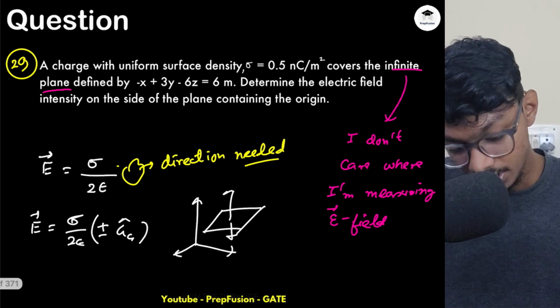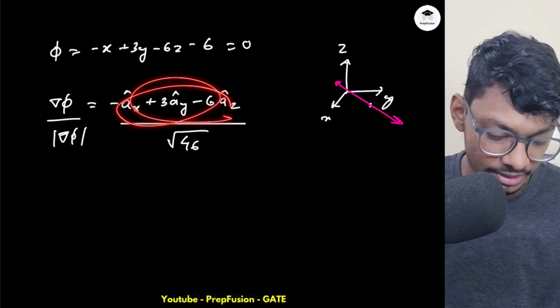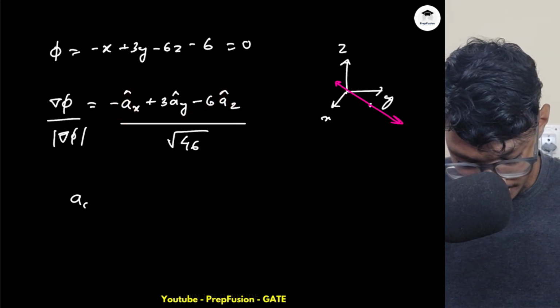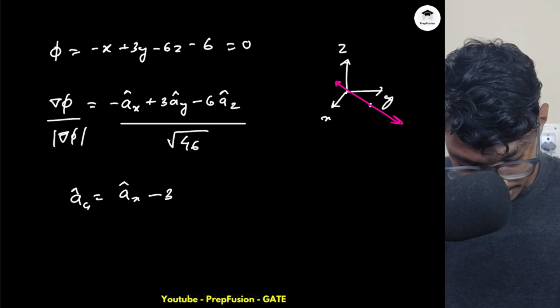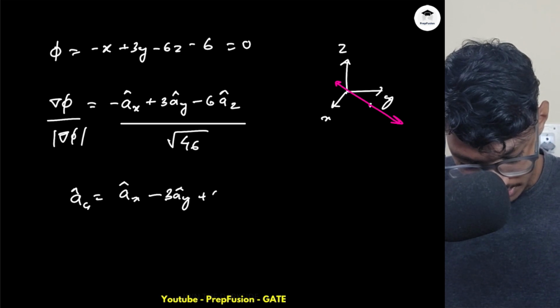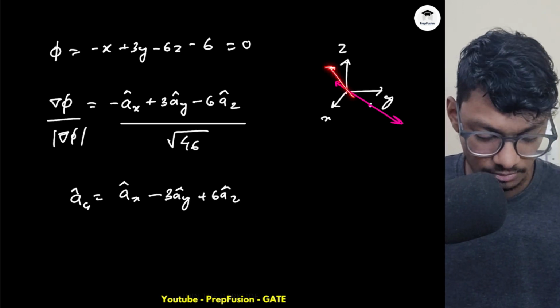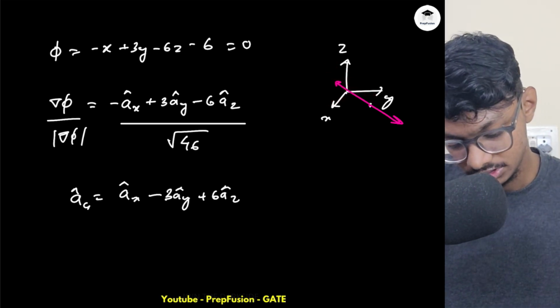I don't know, okay, but as it is mentioning that I'm at origin, so it has to be opposite because this is telling me I'm going away from the origin. That is not possible. So obviously my a_G cap will be negative of this, opposite of this: a_x cap minus 3 a_y cap plus 6 a_z cap, because a_z cap is in positive pointing and a_x cap is also positive pointing, so I will write somewhere around here, okay.